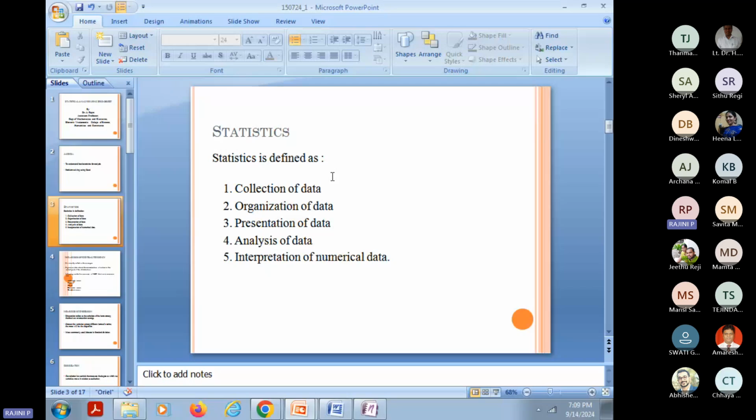Next, once the presentation is done, through the presentation we understand the characteristics of the data. That means 70% of the time we used for organization and presentation of the data. Of the remaining 30% of time, 20% you need to use for analysis of the data. To analyze the data, what statistical technique we have to apply, you can understand based on your understanding of the variables. So analysis of the data also plays a very important role in statistics.